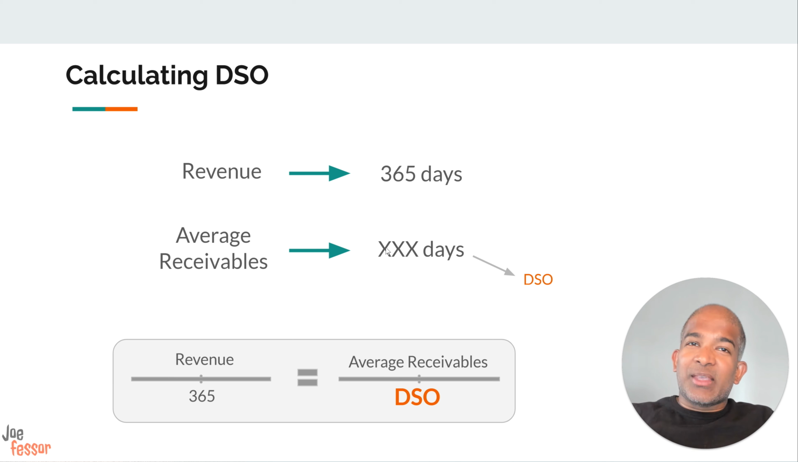Think of it this way. If your total yearly sales represent 365 days of sales activity, then your average receivables represent a certain number of those days, which is your DSO. Why is this useful? This interpretation is particularly helpful when forecasting.